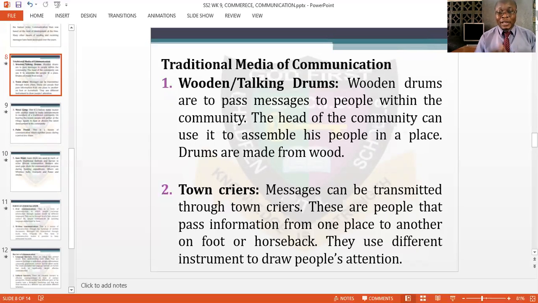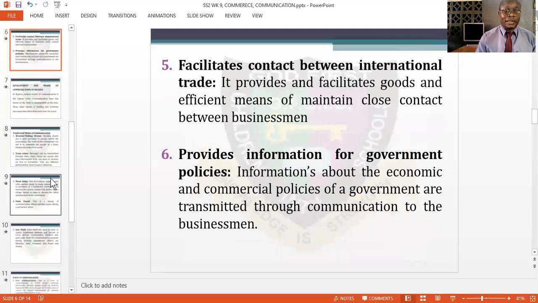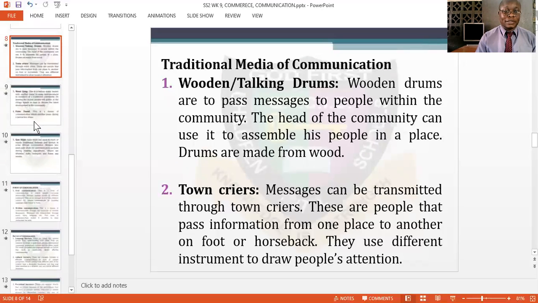Then town criers. Messages can be transmitted through town criers. These are people that pass information from one place to another on foot or horseback. They use different instruments to draw people's attention. We are talking about the traditional ways they used to communicate in olden days.